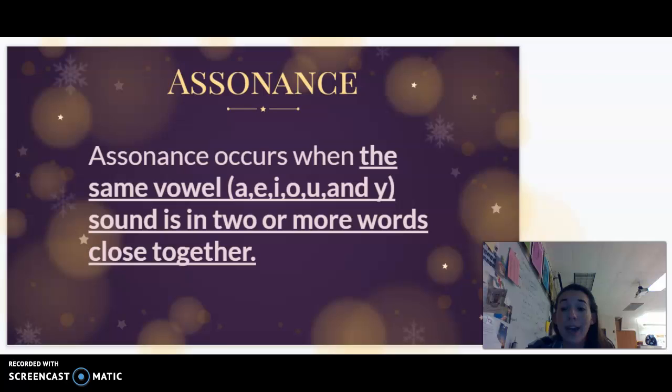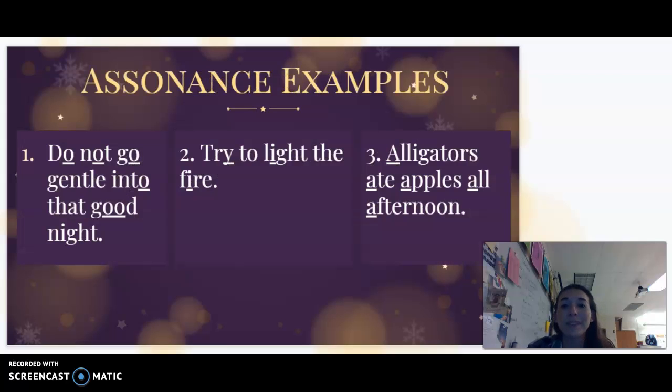So you could have assonance and other forms of figurative language at the same time, but assonance is only for A, E, I, O, U, and sometimes Y sounding words. So some examples of assonance would be do not go gently into that good night. All of those O sounds repeated.